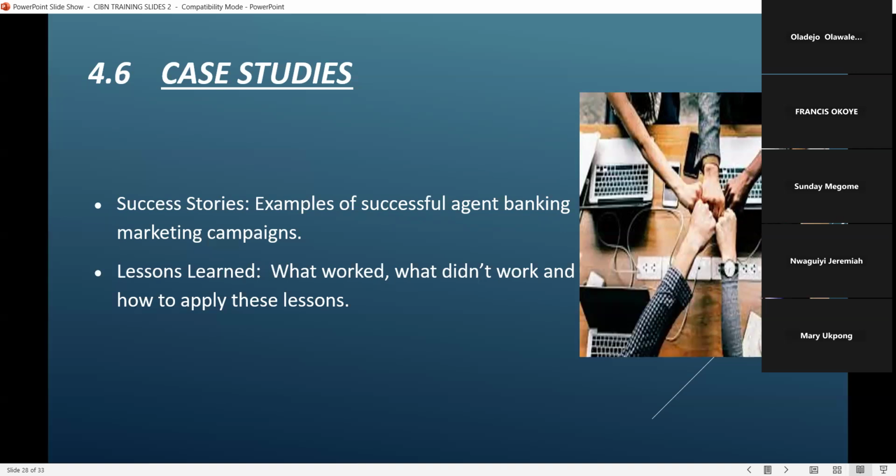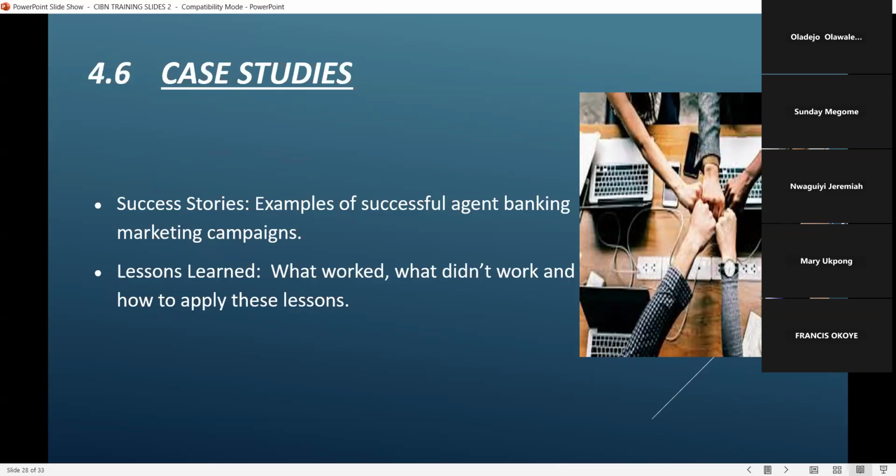Challenges and solutions. I'm winding up; we're winding down already, please. What are the common challenges? Low awareness in rural areas. Of course, the awareness level when it comes to agency banking marketing, remember we are talking about marketing, is low in the rural areas. It's more in the urban centers. So we need more awareness in the rural areas.